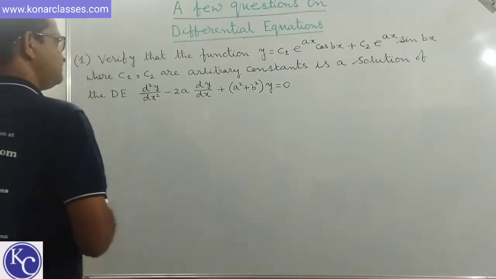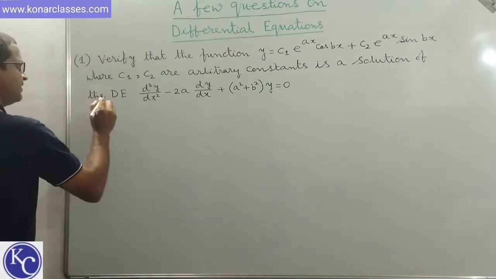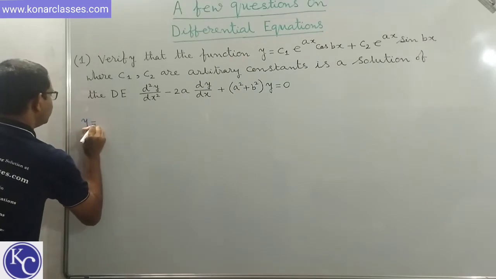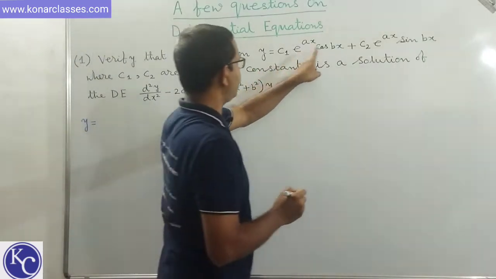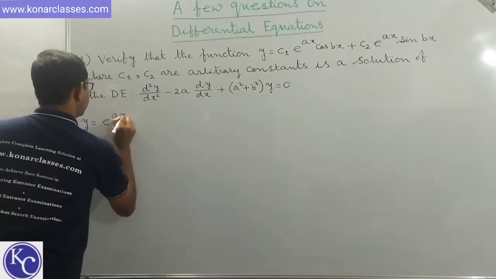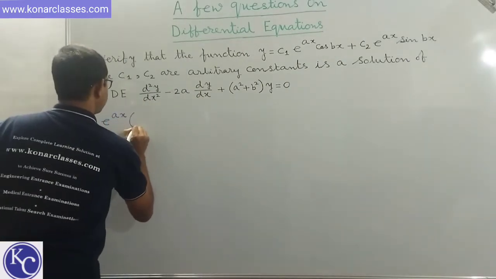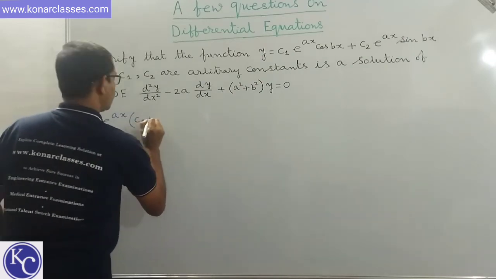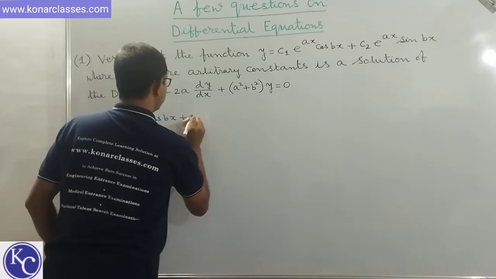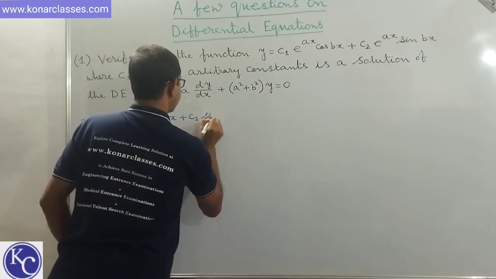First of all, let us write the function that has been given. This is y equal to, you see dear students, that e power ax we can take common, so we take e power ax common, and then we write c1 cos bx plus c2 sin bx.